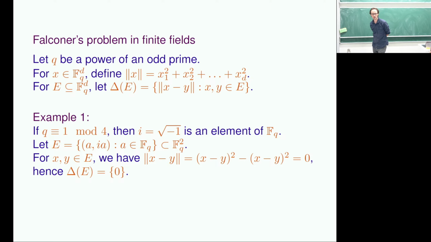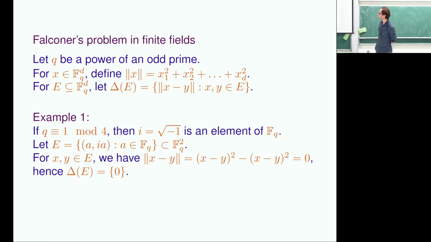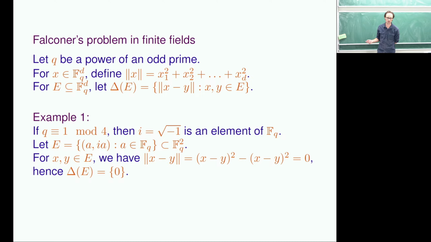And here are some examples to show that sets in finite geometry can determine relatively small sets of distances. If we take q to be 1 mod 4, then the square root of -1 is an element of the field. And then we can take a line of points of the form, say, i times a. And here the distance between each pair of points is going to be 0.